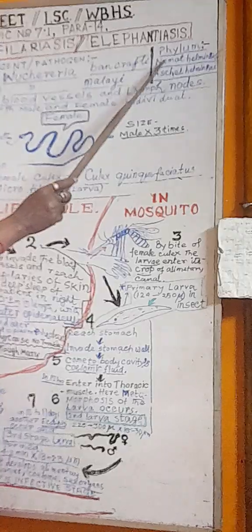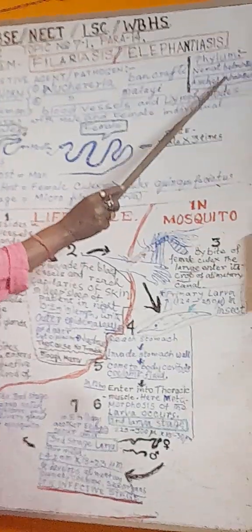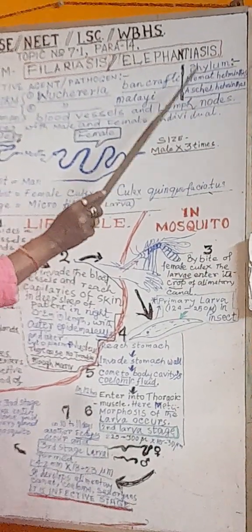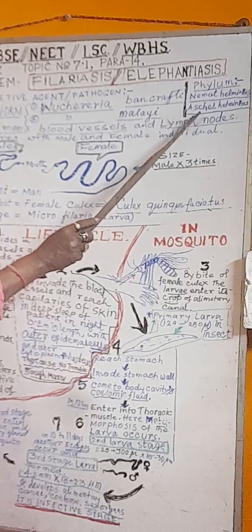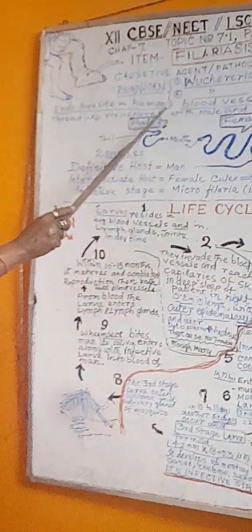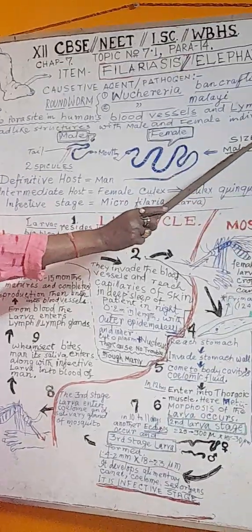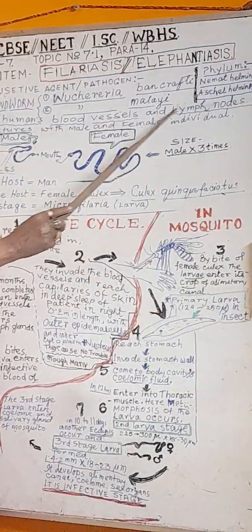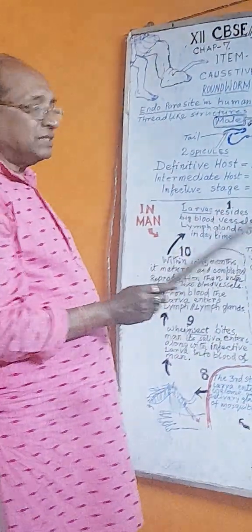They are placed under the phylum Nemathelminthes, which is also known as Aschelminthes. These roundworms, Nemathelminthes and Aschelminthes, remain as endoparasites in the human blood vessels and lymph nodes, in their mature form.